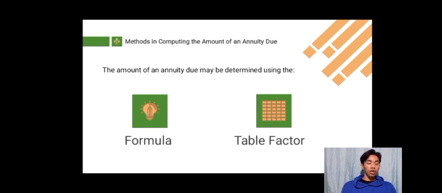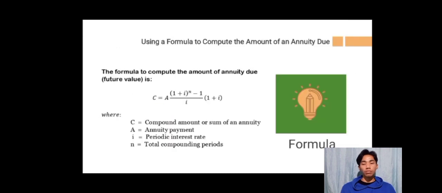So, methods in computing the amount of annuity due. The amount of annuity due may be determined using the formula and the table of factors. So, using the formula to compute the amount of annuity due, this is the formula for computing the future value of an annuity due.